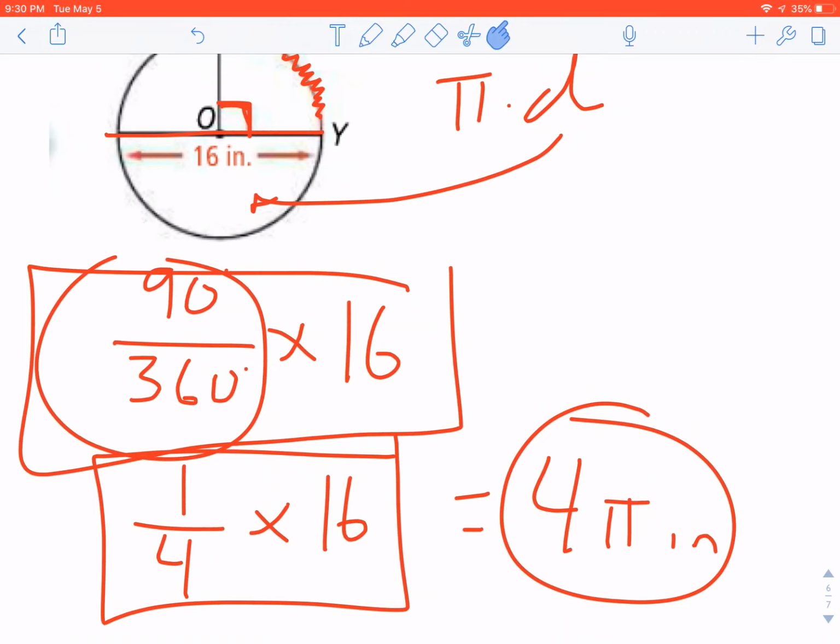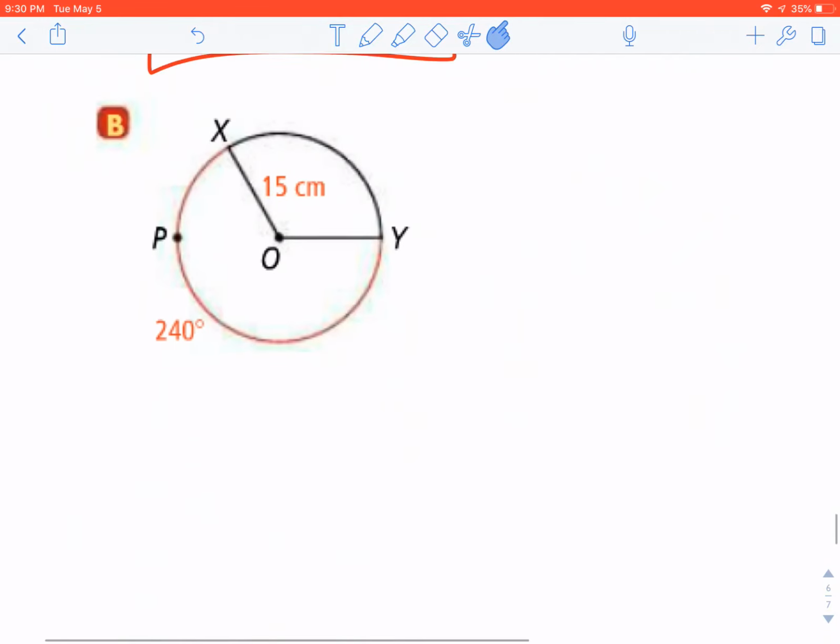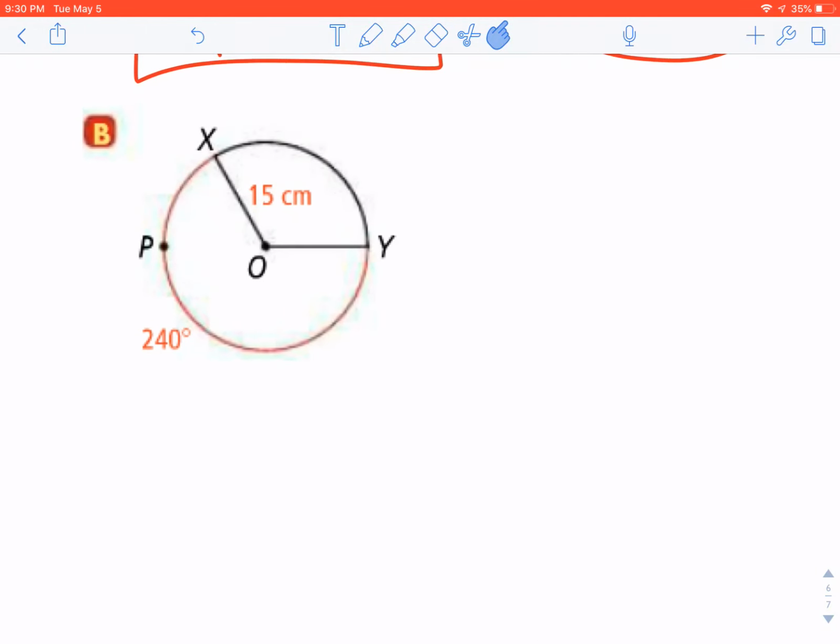Again, you should pause the video and take a shot at your next example on your own. I will show you before I go on that XPY is the part in red that you want to find. So pause it, calculate the arc length of XPY, and then unpause it and check your answer.